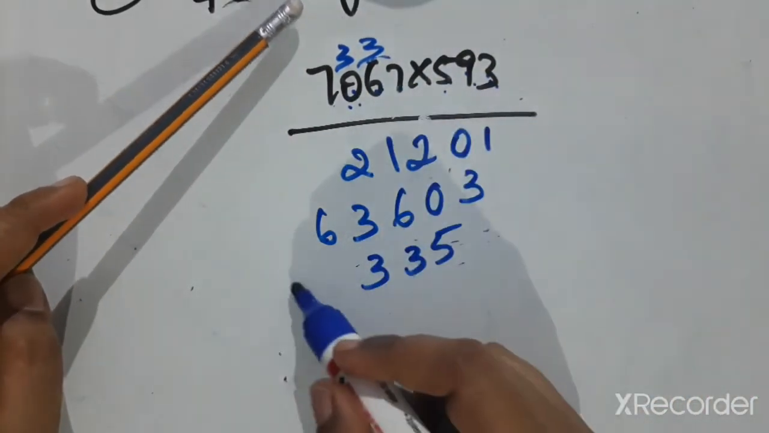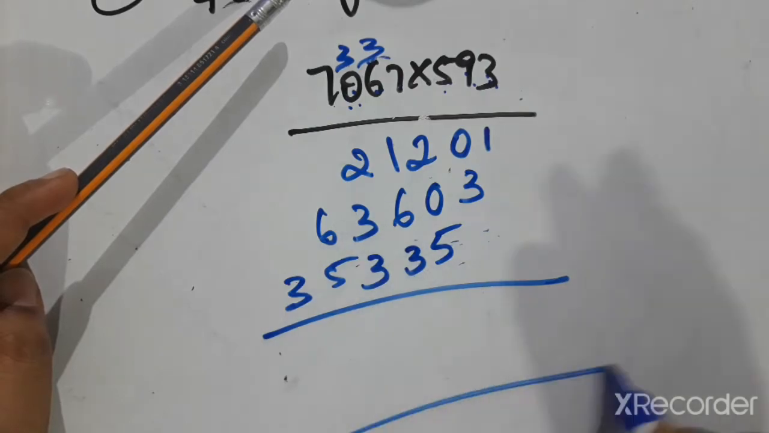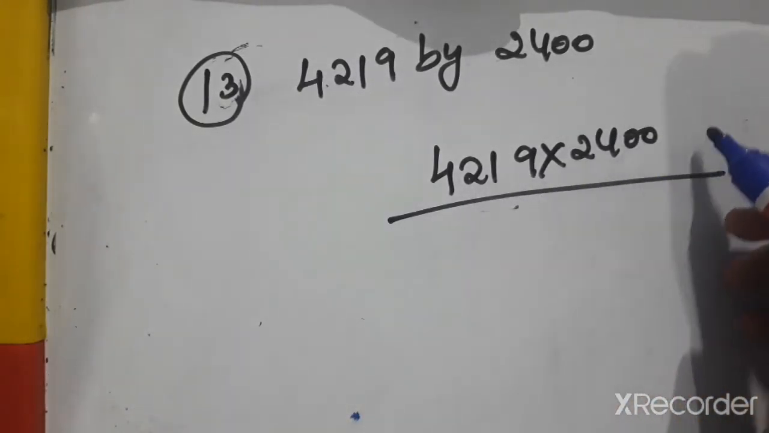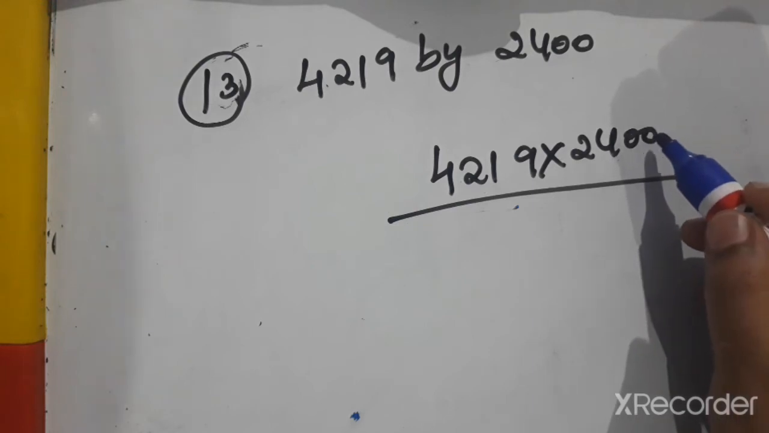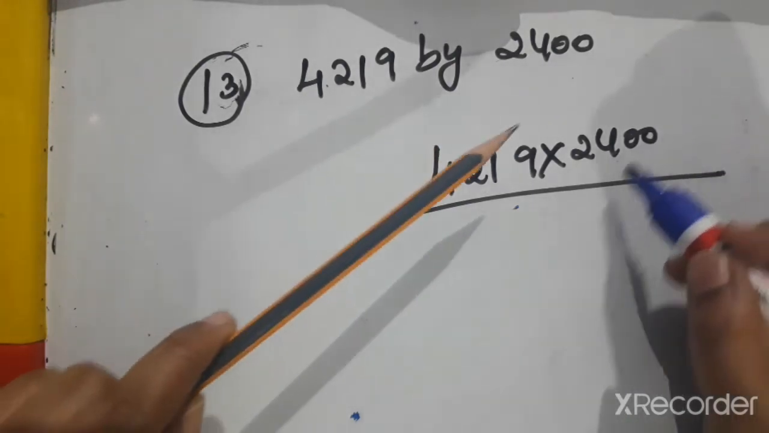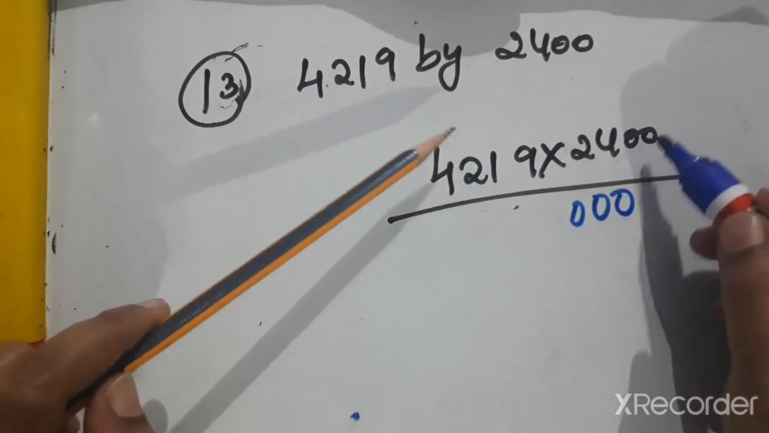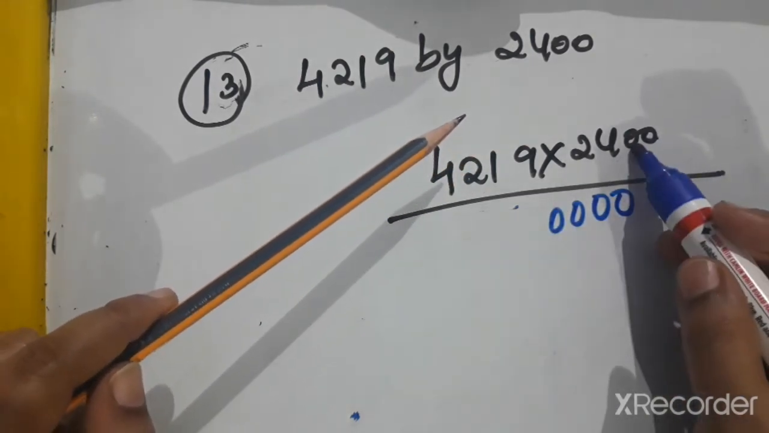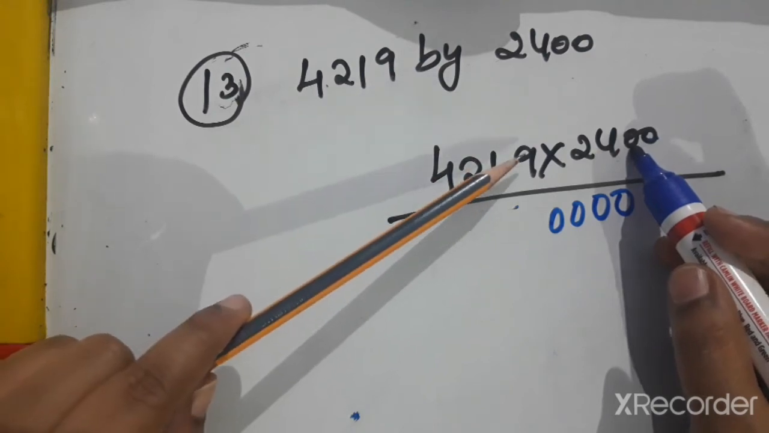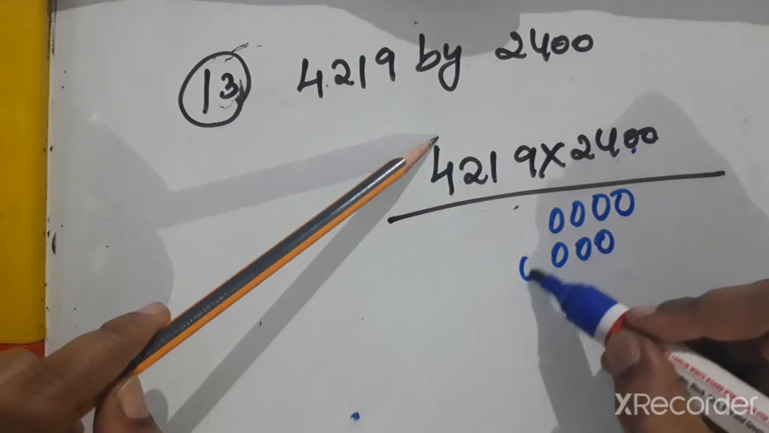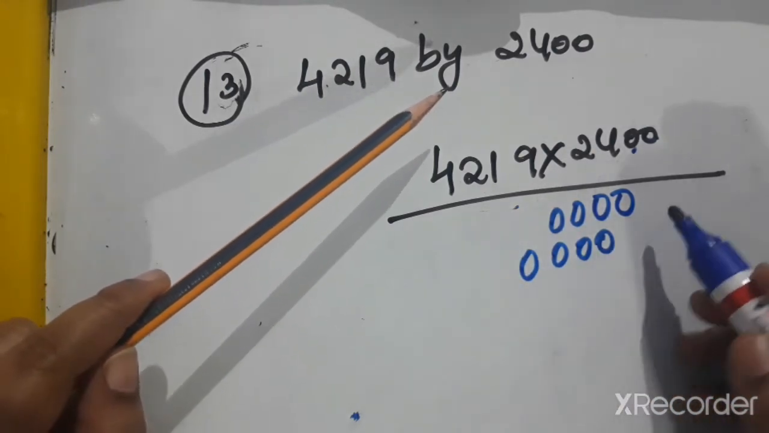5 sevens are 35. Now 13th one, 4290 into 2400. So we have to multiply with each number. 0 9s are 0. 0 into 1 is 0. 0 into 2 is 0. 0 into 4 is 0. Now with second 0 we have to multiply each number. 0 into 9 is 0. 0 1s are 0. 0 2s are 0. 0 4s are 0. Any number multiply with 0 is 0.